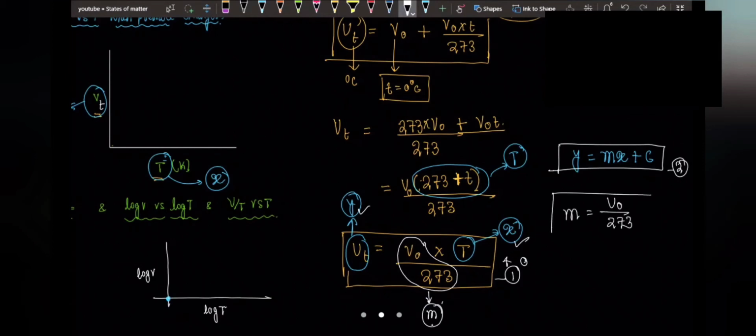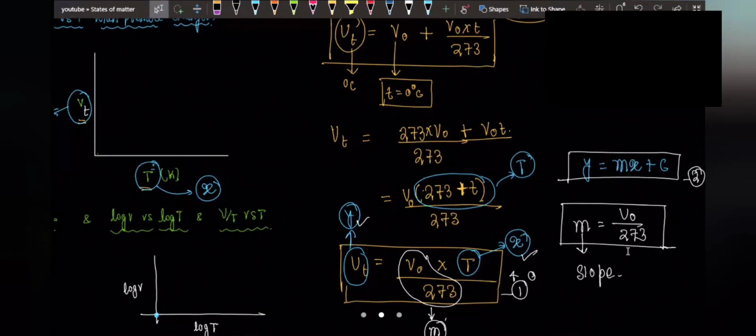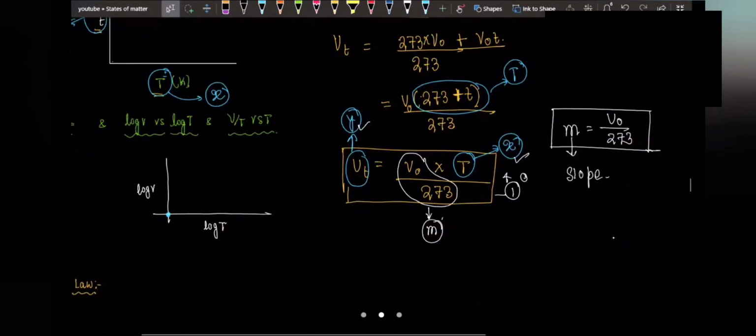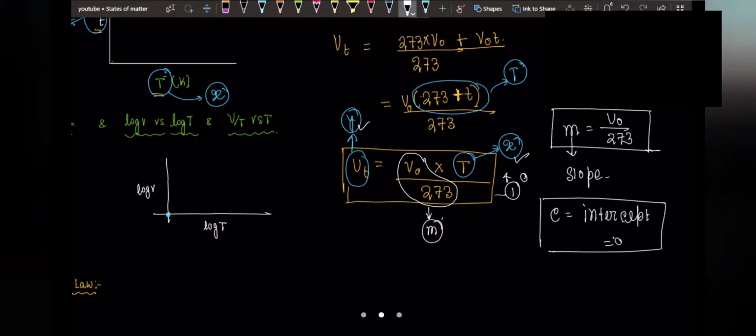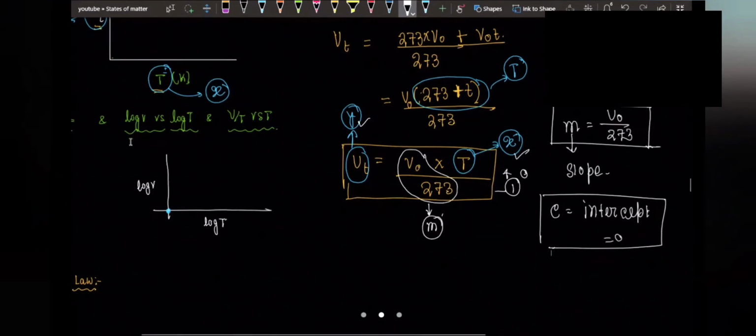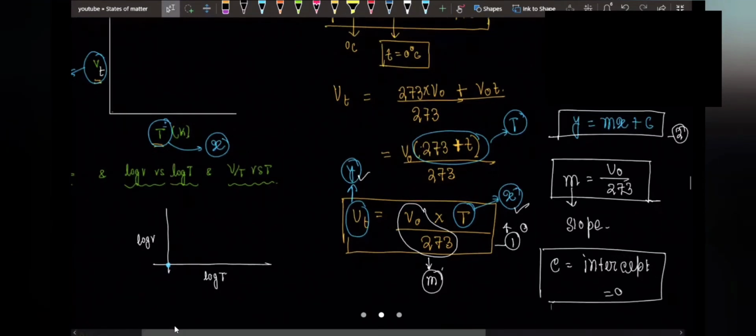Now, guys, what do we understand by m? m gives the slope of the line, right? It gives you the slope of the line. So from there, you can see this is the slope and c is the intercept, which is zero over here. Now, what do you mean by intercept? It's the distance from the 0, 0 point along the y-axis.